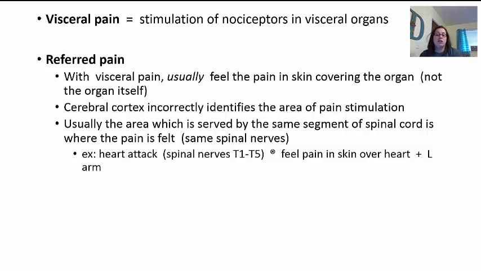So the example here is a heart attack. A lot of times when people have a heart attack, they talk about how they'll have pain in their chest, okay, right over where the heart is, but they'll also have pain down their left arm. Now, the reason for this is because the same nerves that come out of T1 through T5, that's thoracic 1 through thoracic 5 of your spinal cord, they service the heart, but they also service that left arm. Okay, and so this is why you get pain a lot of times down that left arm in a heart attack. It's referred. It's referring it to a different area than where the pain originated from.